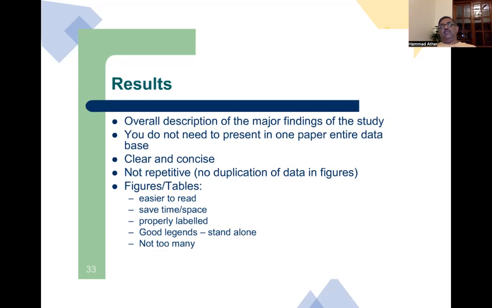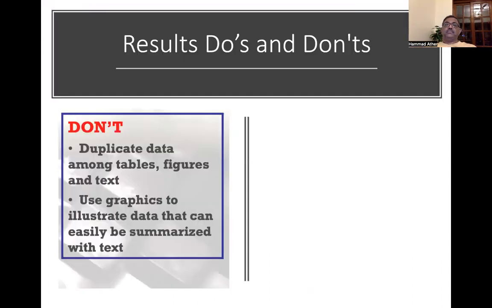They add to the value of the paper, the figures and tables, but there should not be an abundance of those things. So in the results section, don't duplicate data between tables, figures, and text. If you have provided a figure for something, you just refer to it as described in figure 1, rather than describe figure 1 in the text as well as providing the figure. Same thing for the tables.